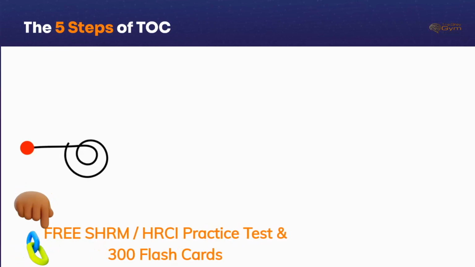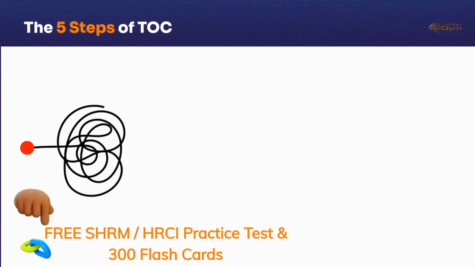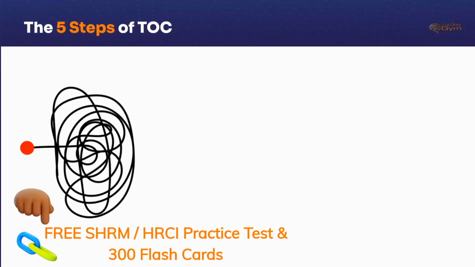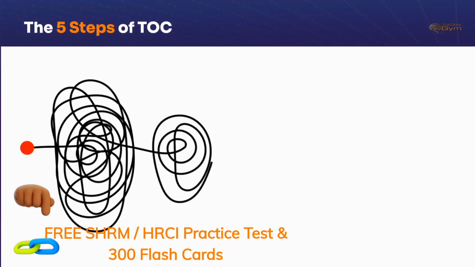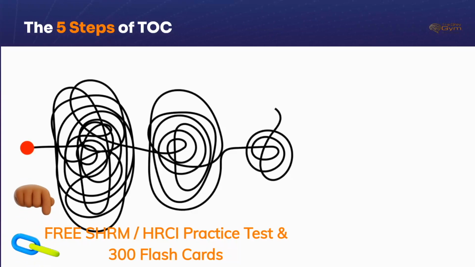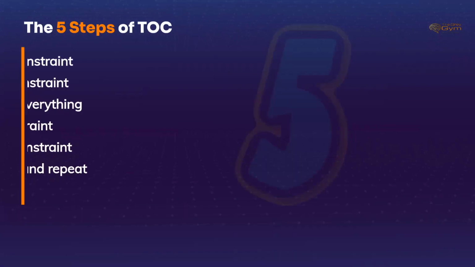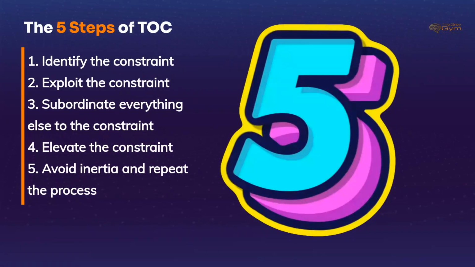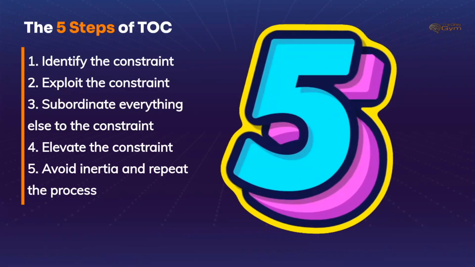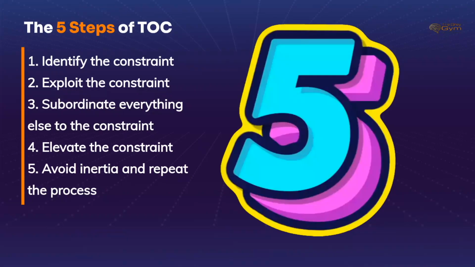When you read about the theory of constraints, there is a lot of terminology that can quickly make things hard to understand and one may feel overwhelmed. I am going to keep this as simple as possible. The theory of constraints comprises 5 steps. Step 1 is identify the constraint. Second, exploit the constraint. Third, subordinate everything else to the constraint. Fourth, elevate the constraint. And fifth, avoid inertia and repeat the process.